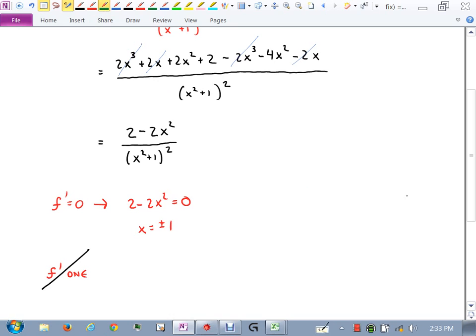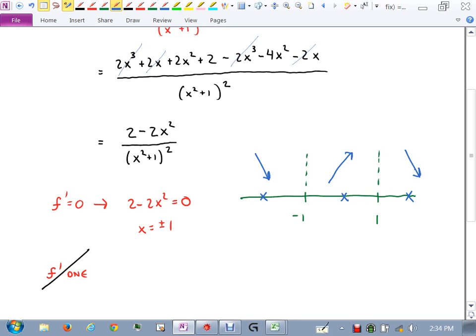So I now draw a number line. I plug in -1 and +1. I mean, sorry, not plug in. I'd break up my number line here. I would plug in test points and figure out what's going on. So at 0, it's positive. At -2, it's negative. And at +2, it is also negative. So it does that. So I'm going to have a local min and a local max. With me?